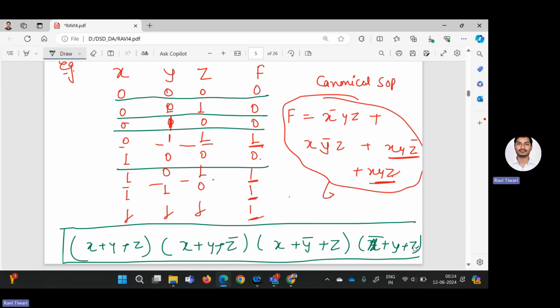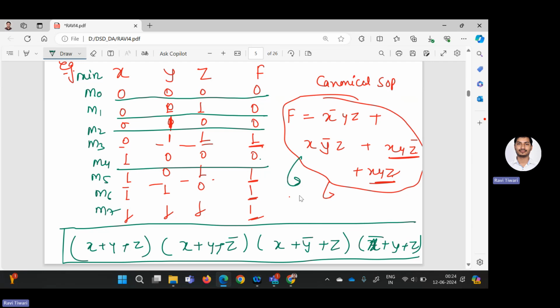So this is the way. And here also you can write down the min terms. As I told you, a min term is nothing but the decimal representation of a binary combination. So this will be M0, this is M1, this is M2, this is M3, this is M4, this is M5, this is M6, this is M7.